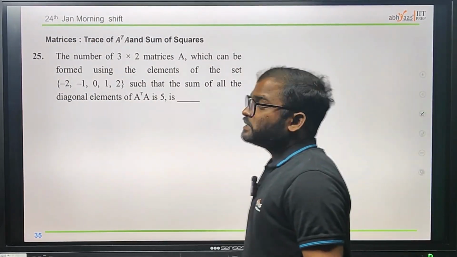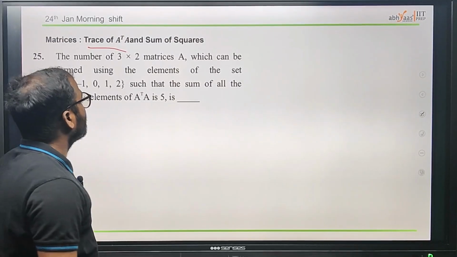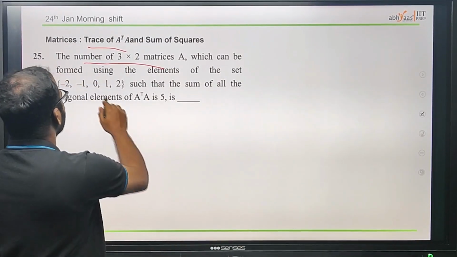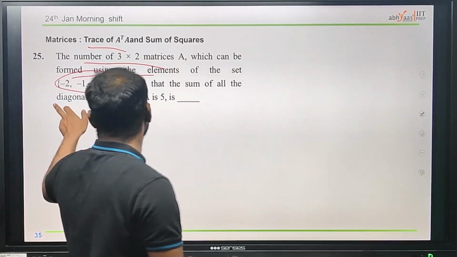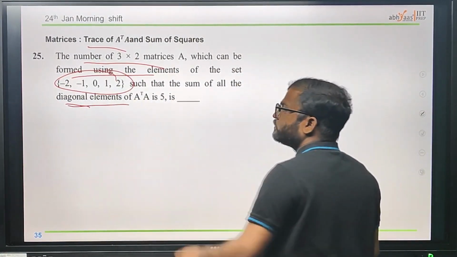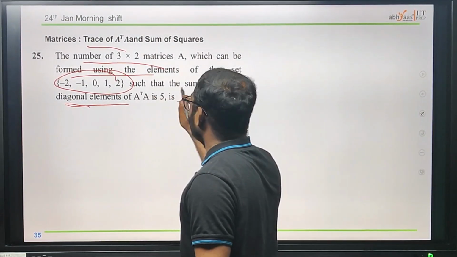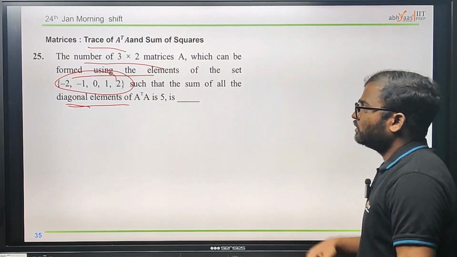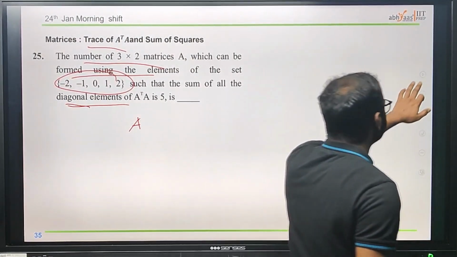Now we got the matrices based question, which is about the trace of A transpose A and a sum of squares. We are given a 3 cross 2 matrix which can be formed using these elements, such that the sum of all diagonal elements of A transpose A is 5. If we just take the A, you can easily solve this one.